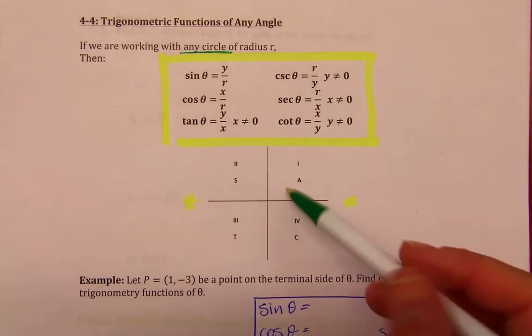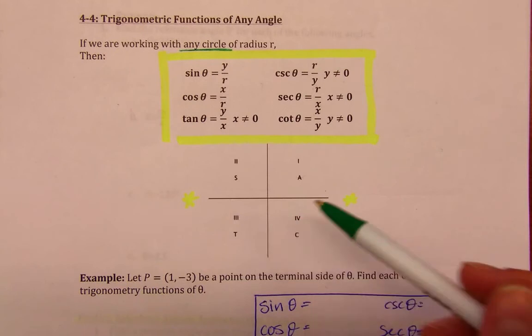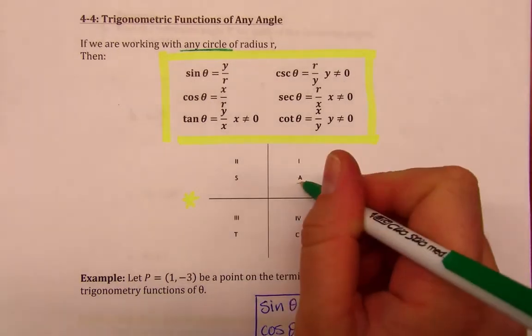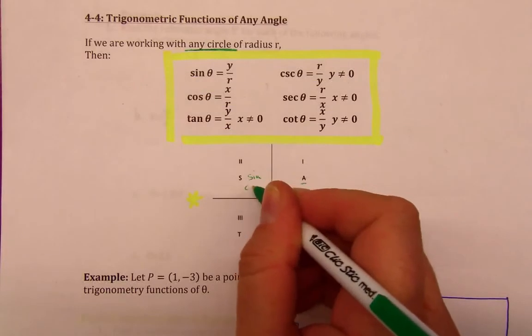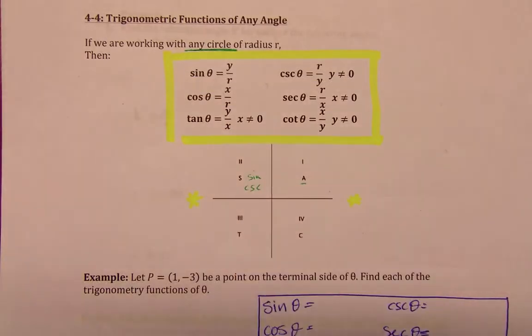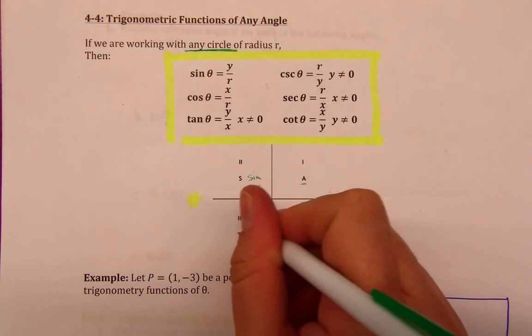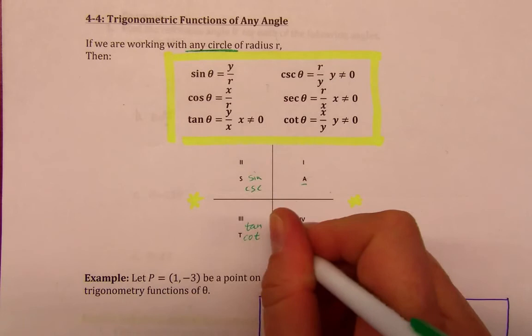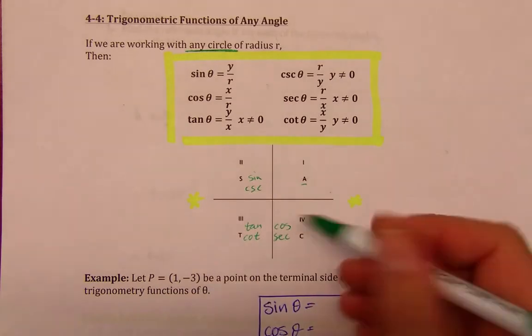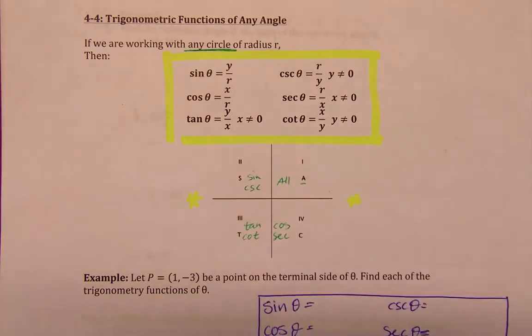Okay. Now, if this is our coordinate system here, remember we said all trig functions are positive here, sine and cosecant are positive here. Tangent and cotangent are positive here, and then cosine and secant are positive here. So all of them are positive here, in quadrants 1, 2, 3, and 4. Okay, this is something that you're going to need to know and is going to be helpful for you.